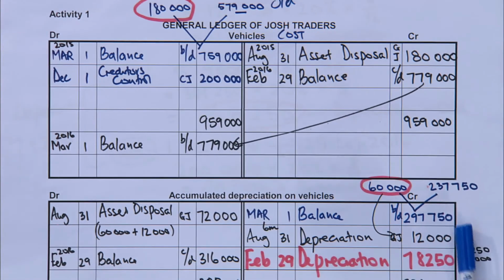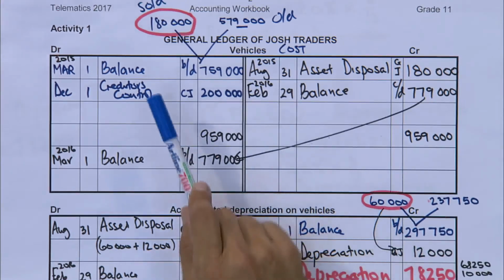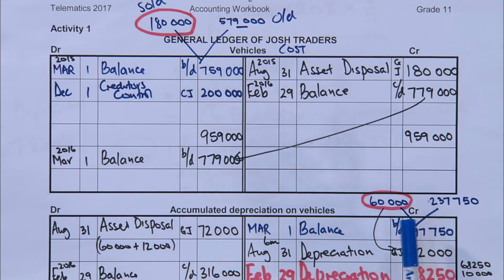And then in the same way, I took the balance of the accumulated depreciation, the 297,750, and I split that between 60,000 and 237,750. The items that I have circled, the 180 and the 60, those are the items that were given, and the items that are not circled, those are the items that you had to calculate simply by taking the opening balance minus the item that we have circled. Then it's just writing off depreciation for 6 months, adding it to the accumulated depreciation, and then taking that item to asset disposal.